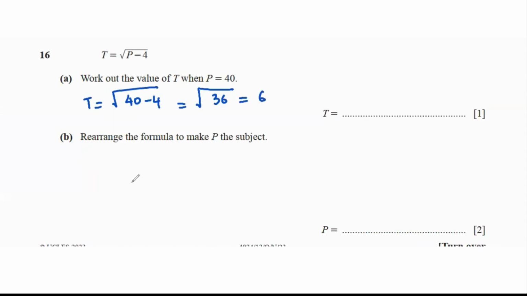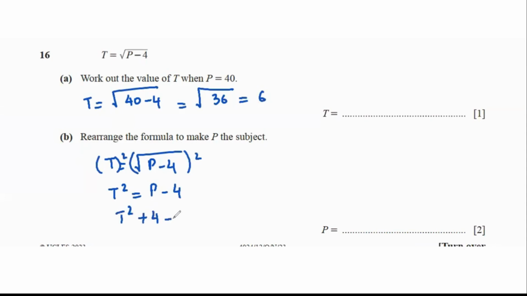Then it says rearrange the formula to make p the subject. t equals the square root of p minus 4. t squared equals p minus 4. Why t squared? Because to get rid of a square root, we square both sides. So then t squared plus 4 is your formula for p.